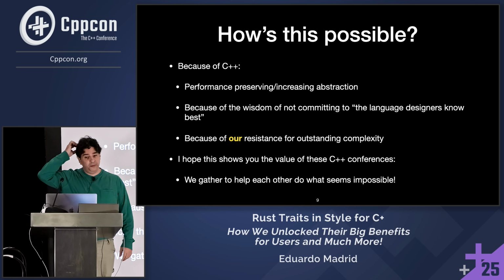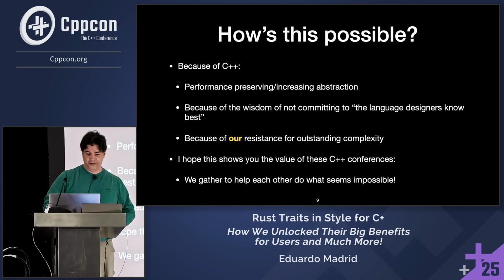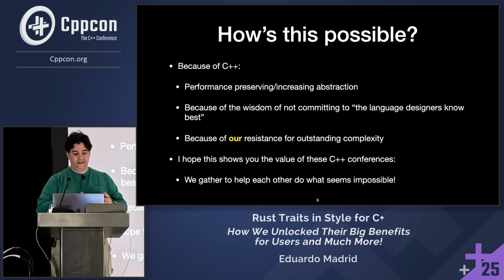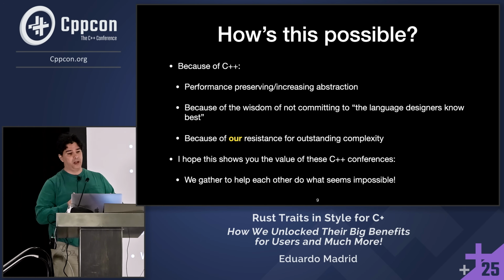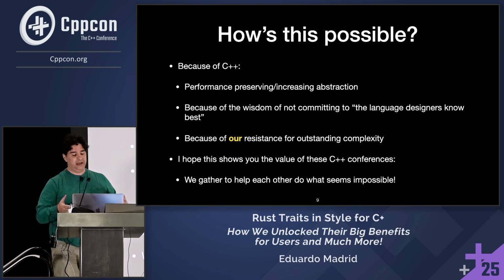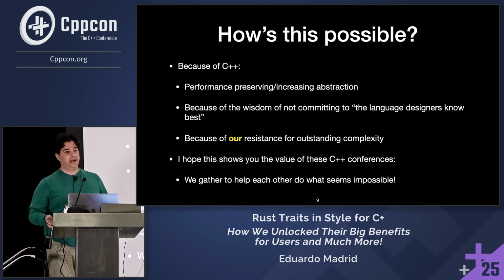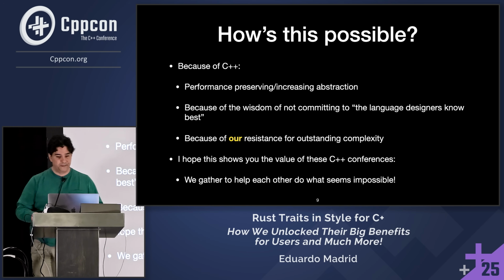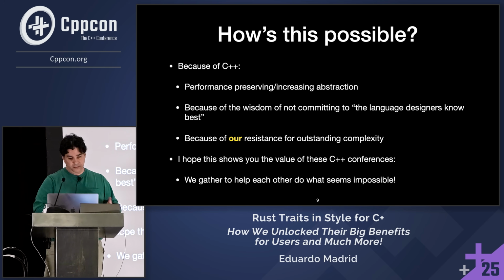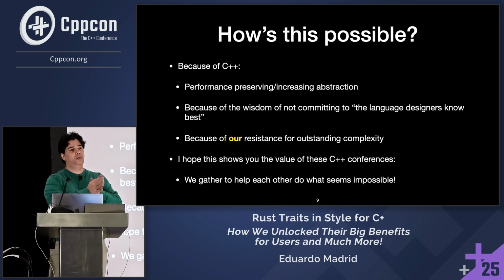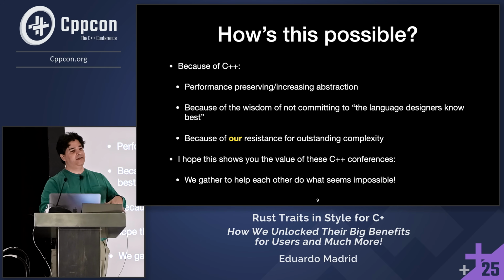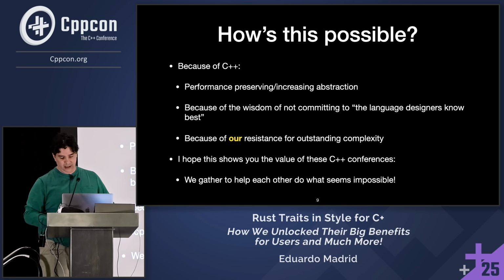So how is this possible? Well, it's because of C++, of course. It has the characteristic of performance preserving or even increasing abstraction, because when you use the mechanisms of C++, you inform the compiler of many more things than other languages, and therefore it can optimize further than in other languages. C++ has this attribute of not committing to any particular one true way of doing things. It is skeptical of itself, so it lets users do things that might rival the internal mechanisms in the language at times.